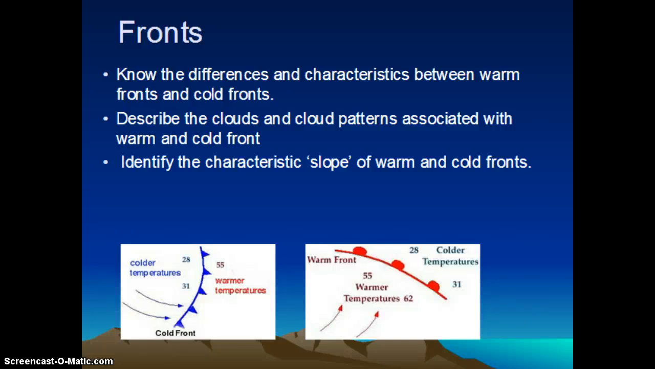Today's lesson is going to be on fronts. It's important that we know the differences in characteristics between warm fronts and cold fronts. Notice in the picture below, a cold front is blue, a line with triangles on it. It identifies a colder air mass moving into a warmer zone or air mass, and a warm front is identified by red.